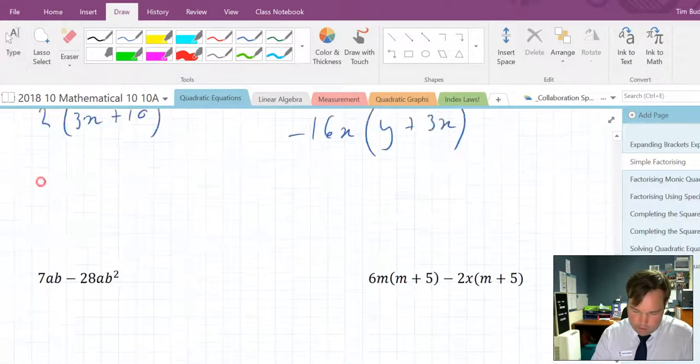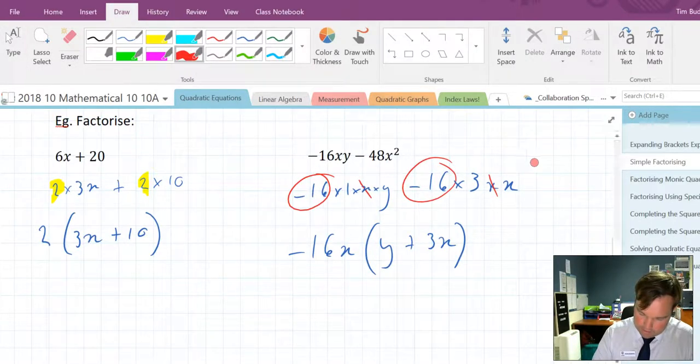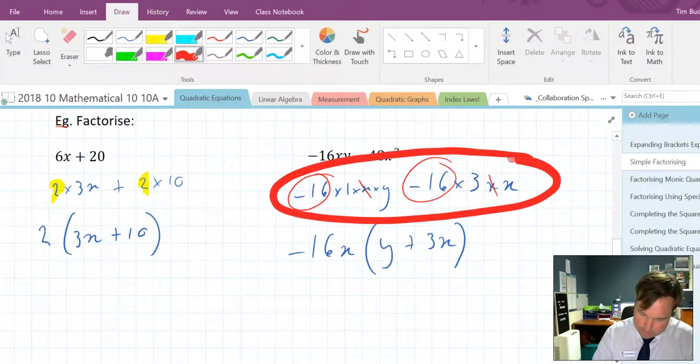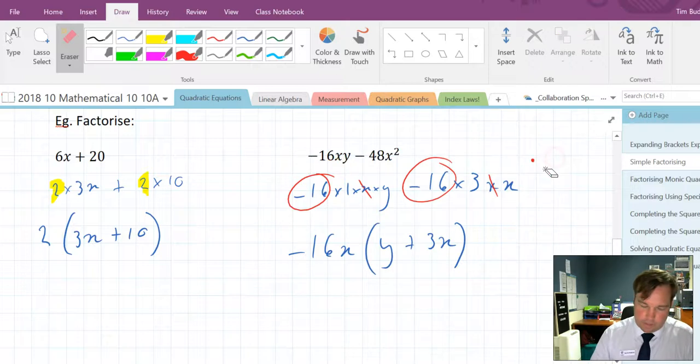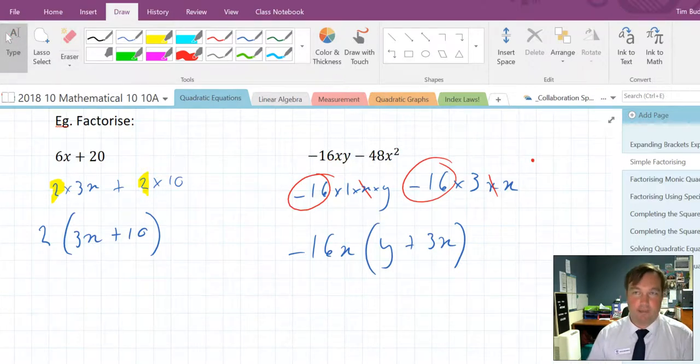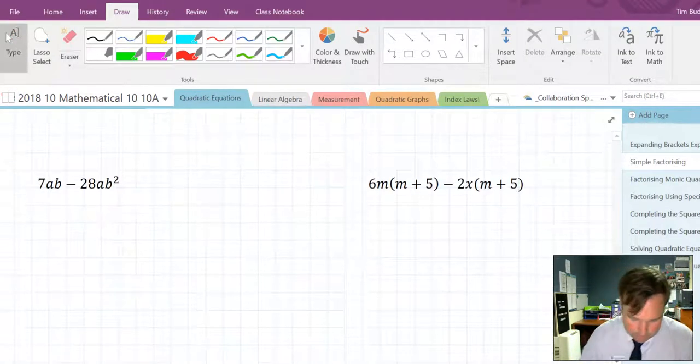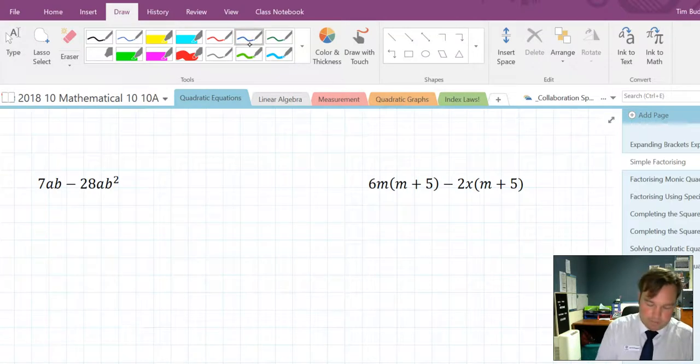Note that you don't actually have to write this step here. That step is optional. If you're comfortable to go without it, fantastic. But make sure you're getting it right. I'll just show the step.